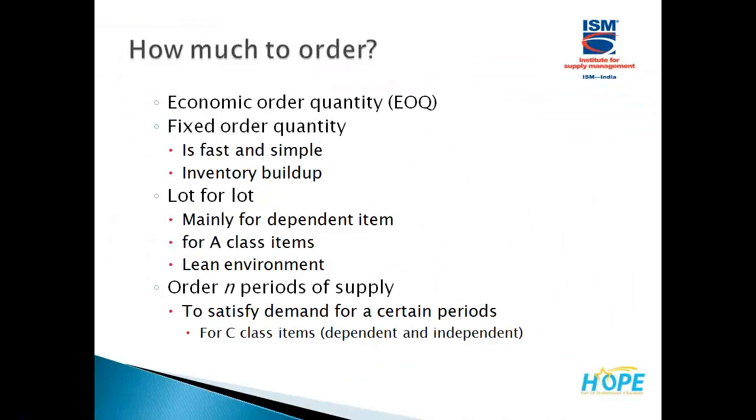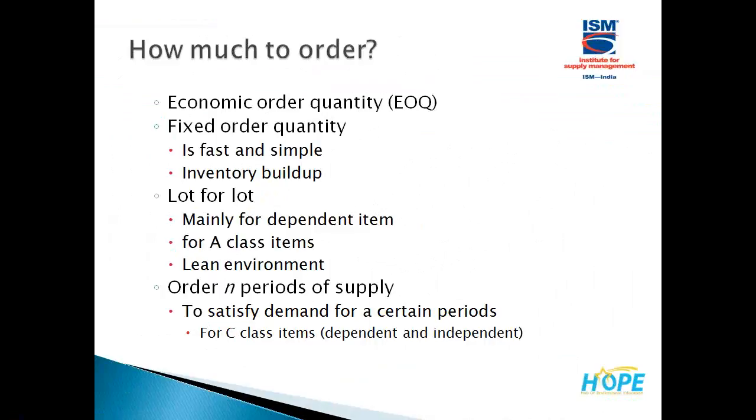Fixed order quantity is good for B class items, generally, and for the items which are regularly required. We are using this system because it is very fast and simple. We don't need to do any calculations. Everything is ready with us, and then we can use this system. But a lot of inventory buildup is there because order quantity is fixed, but consumption varies from month to month. So inventory gets built up in the system.